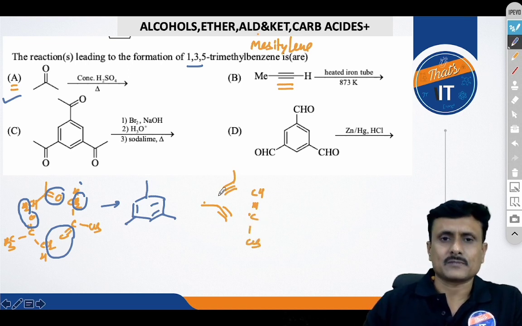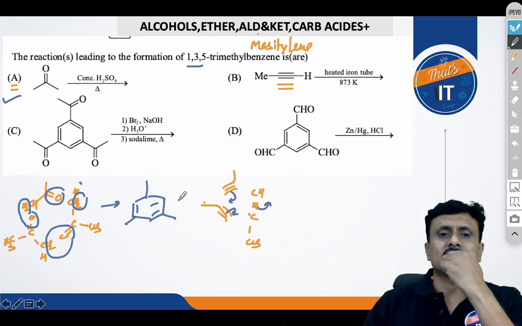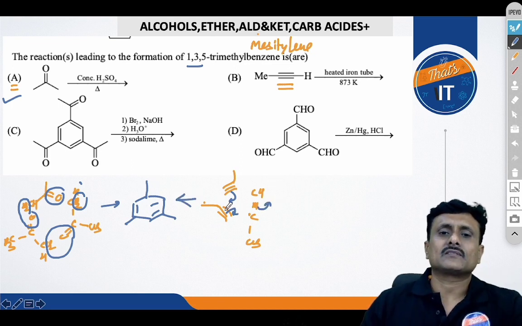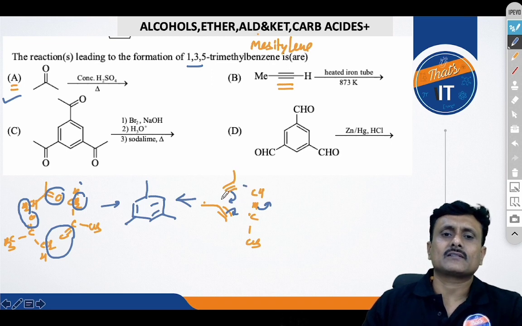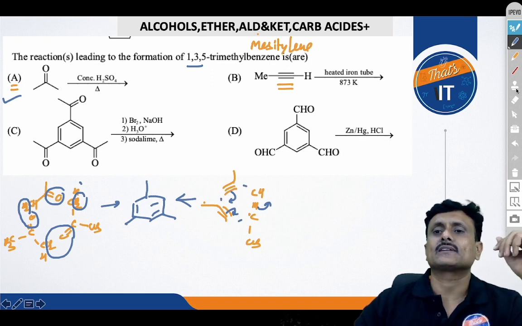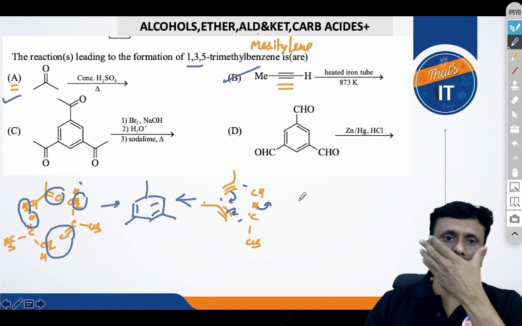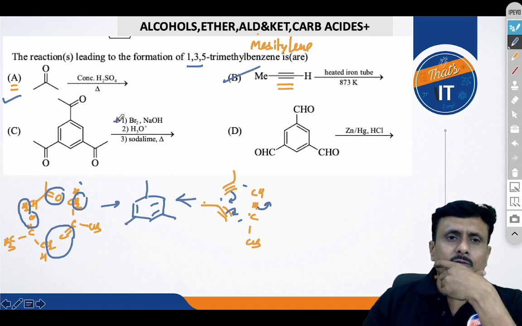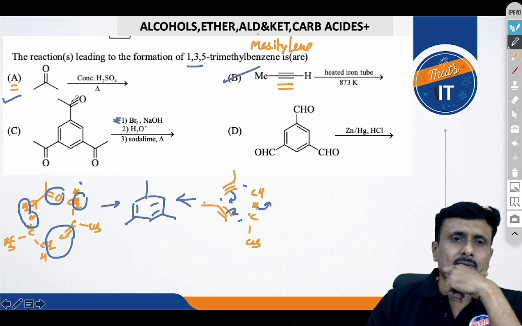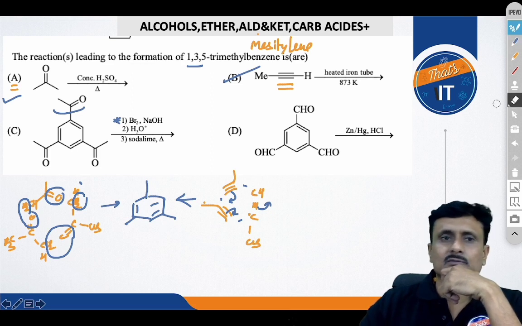So check out option B. So giving rise to what? 1,3,5. You have to establish a bond here, here and here, right? Got it. So option B is giving rise to a bromoform reaction, wherein this whole group will be converted into COOH, no?